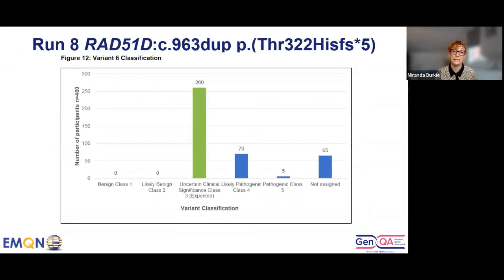Next slide, please. The second variant, two runs later, RAD51D, very similar. It's a single nucleotide duplication, again causing a frameshift. This time, the majority of participants did get the expected classification as VUS, but we've still got 75 participants scoring it as likely pathogenic. Next slide, please.